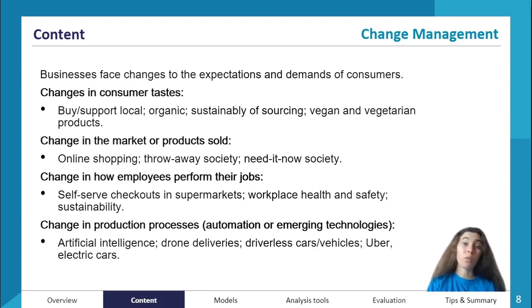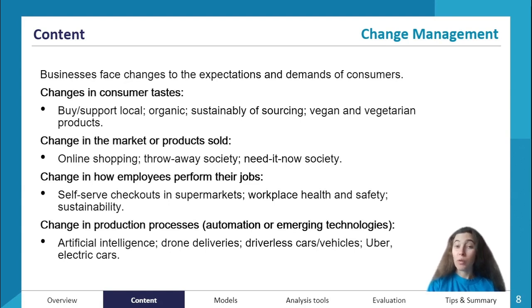So, of course, artificial intelligence is a big thing now. Other things that are still developing or we might see more of in the future are things like drone deliveries, driverless vehicles, electric cars and Uber and those sorts of things as well. And businesses need to think about how those trends are going to impact their operations.